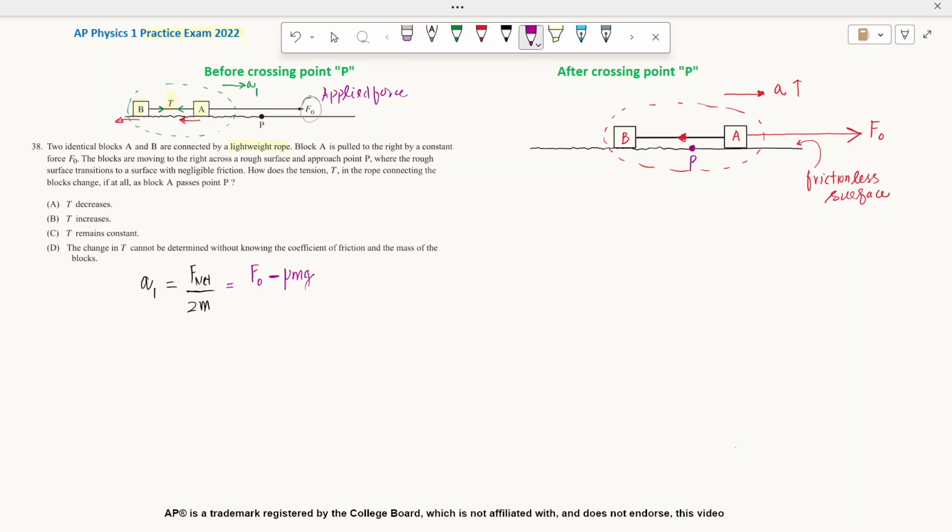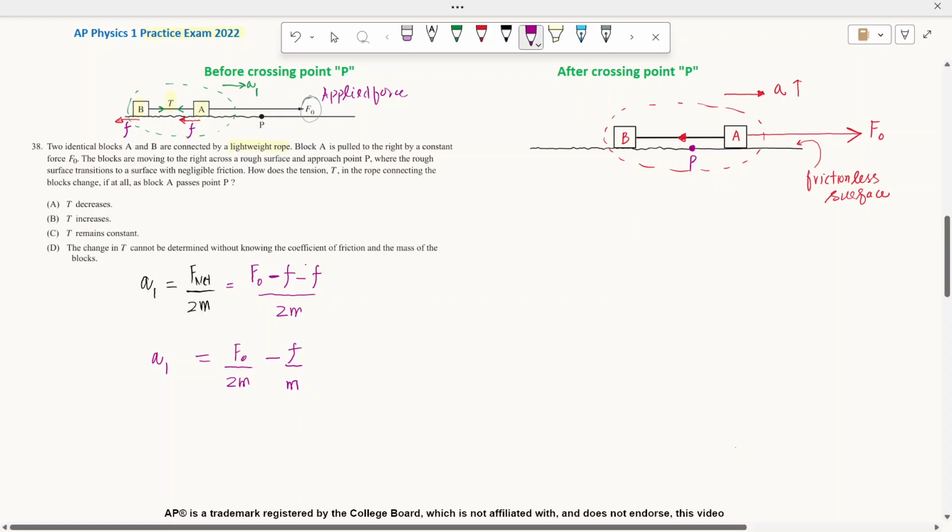Actually, it's better to write just F because they have not mentioned any coefficient of friction. So let's say it is just F0 minus 2F, because both of the frictional forces are opposing the F0, divided by 2m. So this is the acceleration. A1 is equal to F0 over 2m minus 2F over 2m, so it can be written like this. If you're wondering why there is no tension in this equation, the reason is that the tension is an internal force which cancels on the two ends. So this is the acceleration.